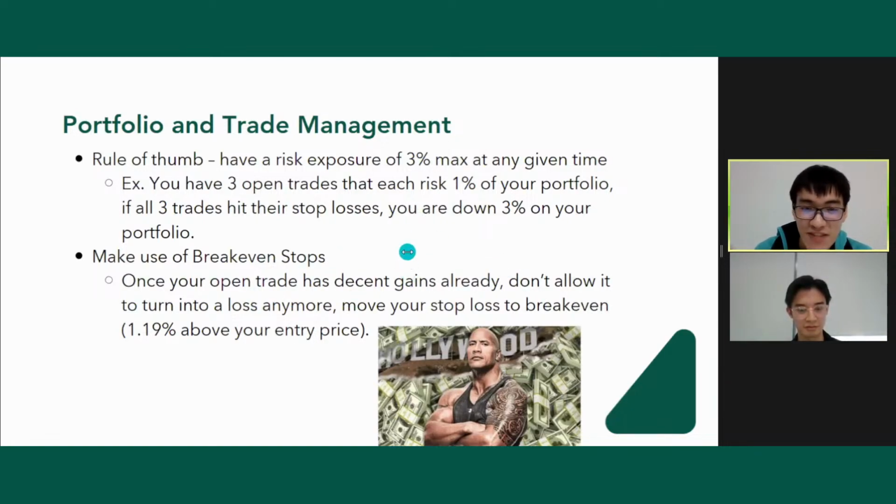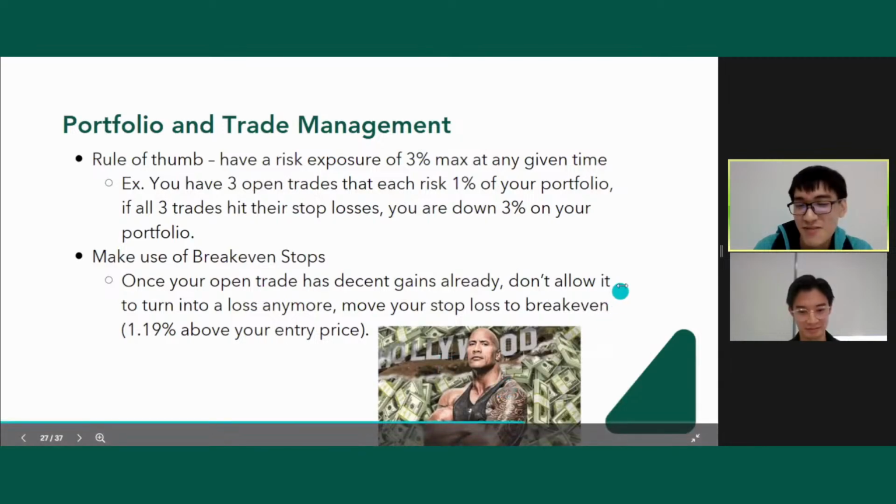So what's your break-even stop? It's 1.19% above your entry price. So why 1.19? Kasi that's the fees ng PSE, di ba? So let's say you're already up 5%, di ba? You set your stop loss na to break even, which is 1.19% above your entry price. Para kapag bumalik yung presyo, wala ka ng talo, di ba? So basically, kapag pera na, wag na natin gawin bato, di ba? Pera na, naging bato ba? Wag tayo ganun yun. So that's how you do it.